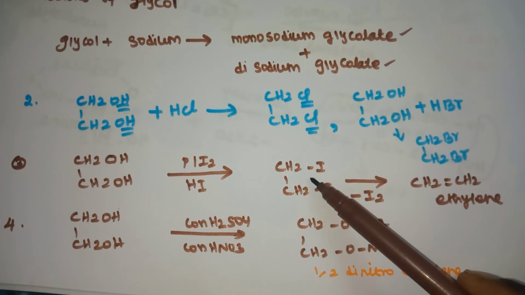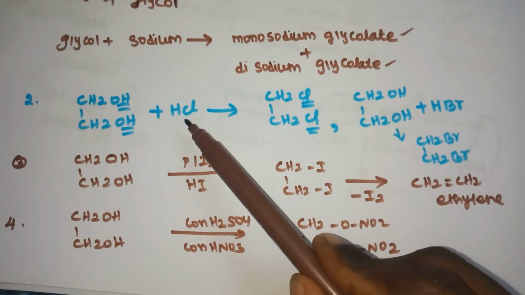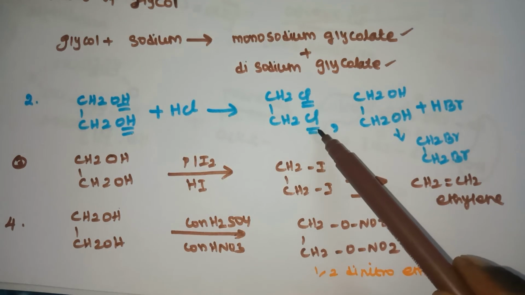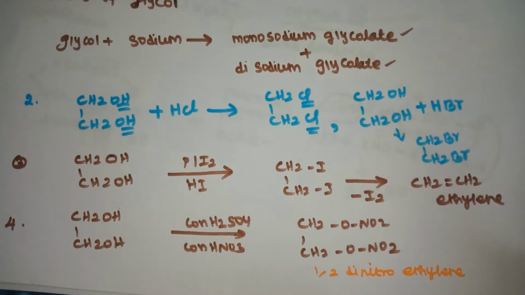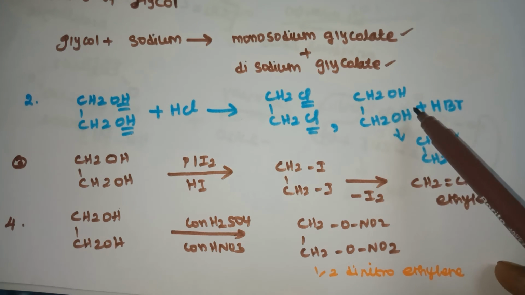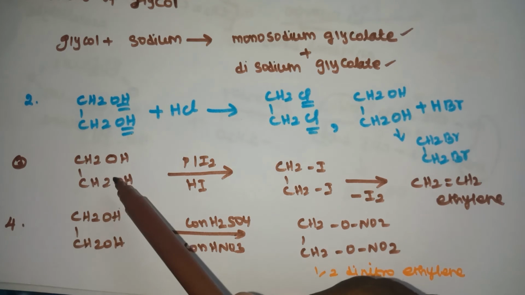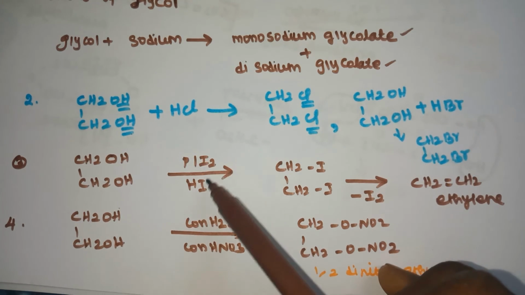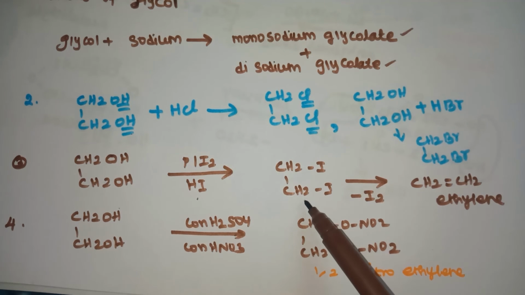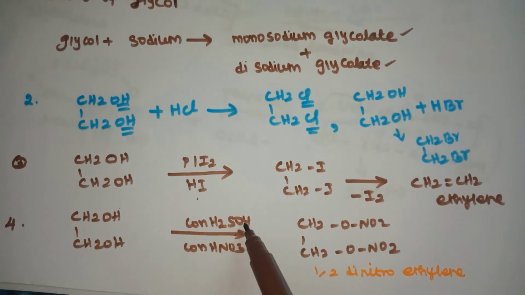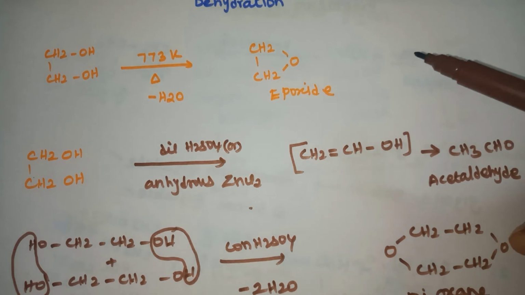Next reaction, ethylene glycol reacts with halic acid, that means hydrochloric acid. 2 hydroxyl groups are replaced by chlorine. This is 1,2 dichloroethane. Another example, ethylene glycol reacts with hydrobromic acid. 2 hydroxy groups are replaced by 2 bromine groups. Third one, ethylene glycol reacts with phosphorus and iodine or hydroiodic acid. First step is 1,2 diiodoethane formation. This molecule decomposes into ethylene. Fourth one, ethylene glycol reacts with concentrated nitric acid in the presence of concentrated sulfuric acid to form 1,2 dinitroethylene.